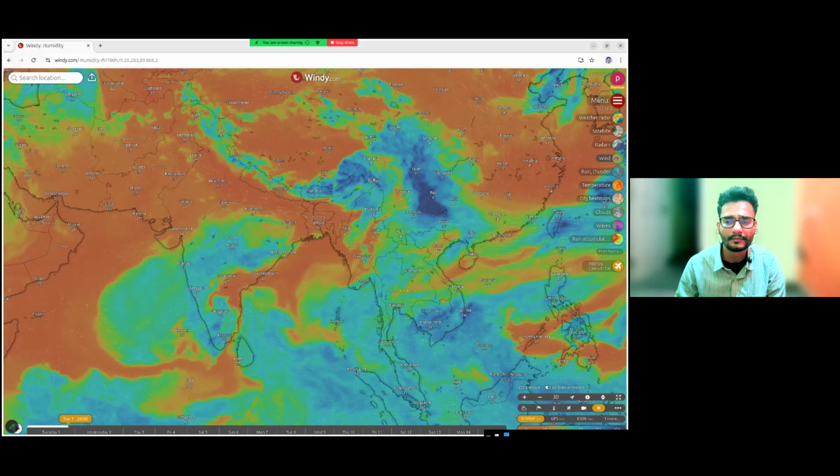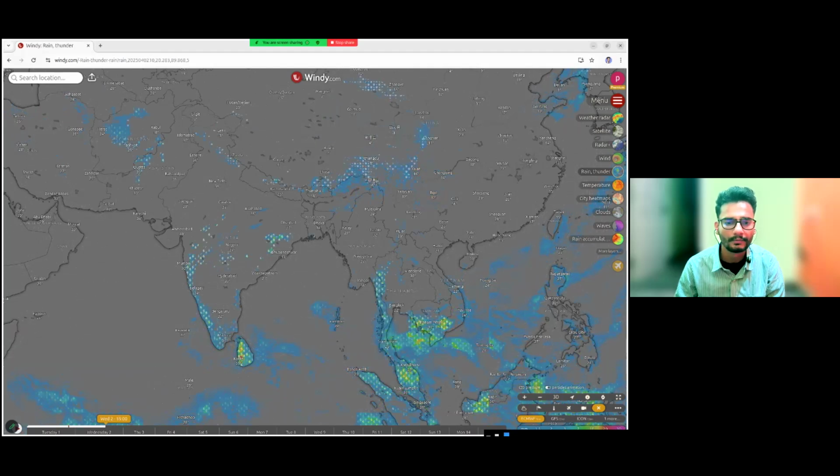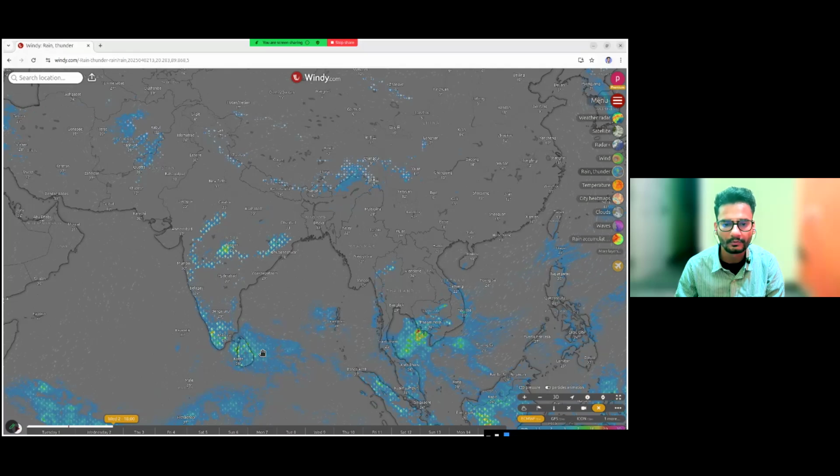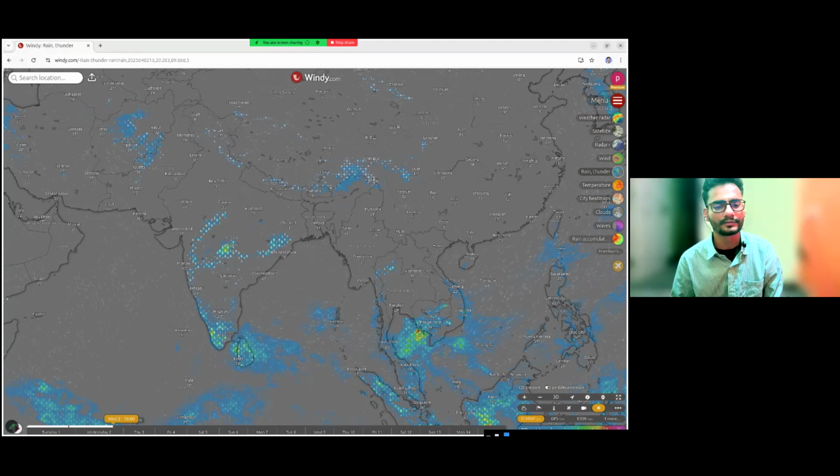Now, let's see what type of weather we can expect over the next few days. Let's start with the rainfall. Currently, as we can see, there is isolated activity over different parts of India. But tomorrow we will have a little bit more intense thunderstorm activity over most parts of Karnataka, Kerala, parts of Maharashtra, as well as some parts of Odisha.